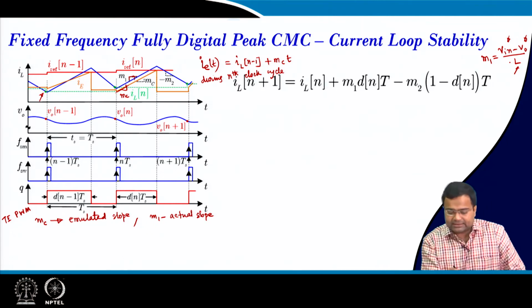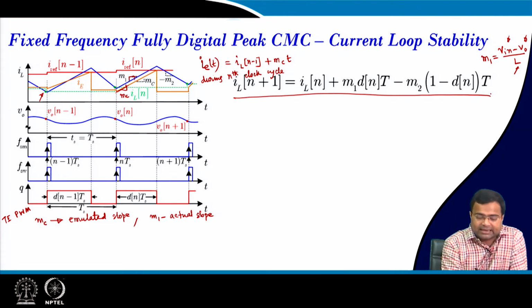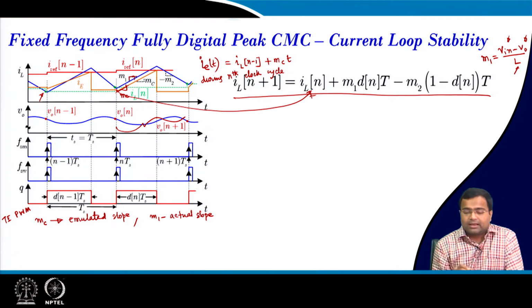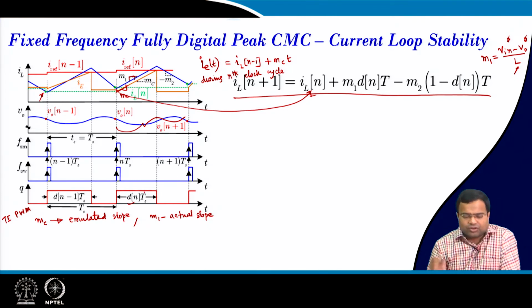So, again, this is the basic equation of the current loop that we have derived. If you take the nth cycle, let us say this is my nth cycle, the starting value is ILN, the initial value of this cycle. This expression we have seen a few slides back: ILN plus 1 is ILN plus M1 dNt minus M2 (1 minus dNt), where dNt is the duty ratio for this cycle. Okay. So, how do you get it?